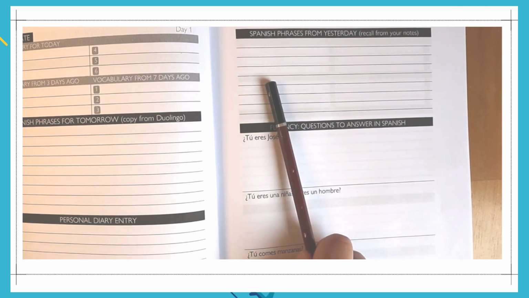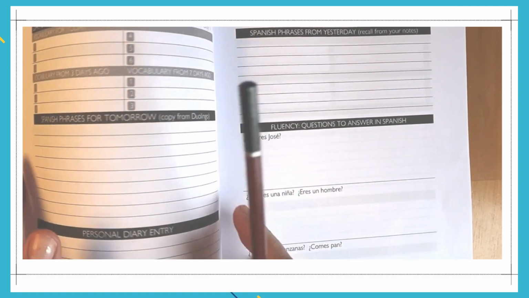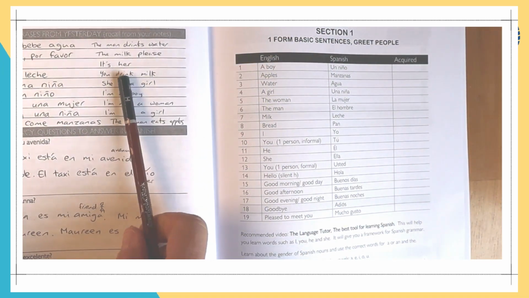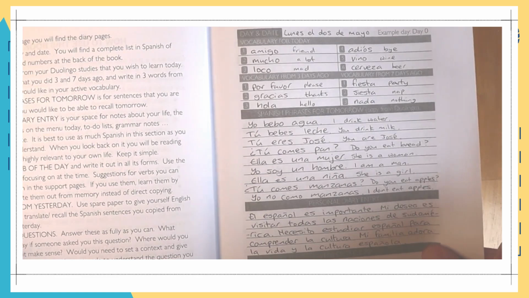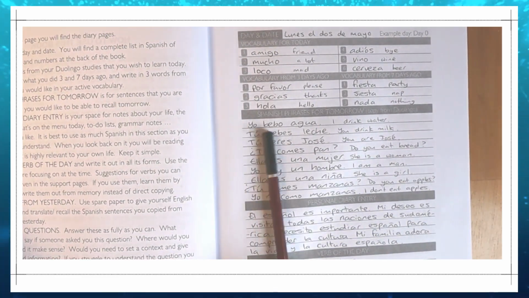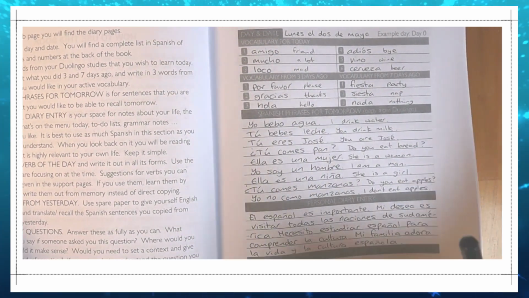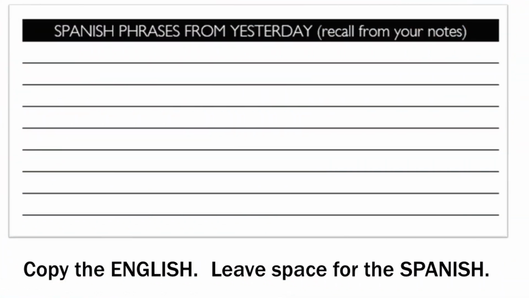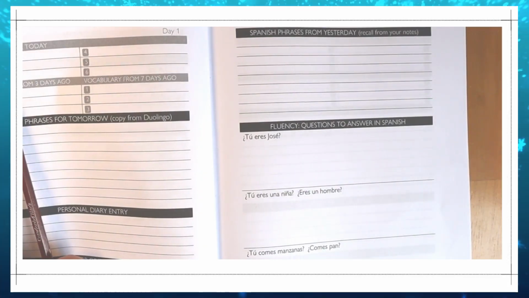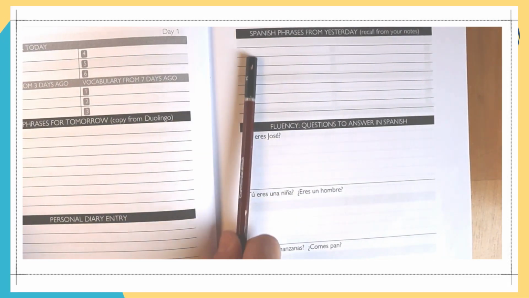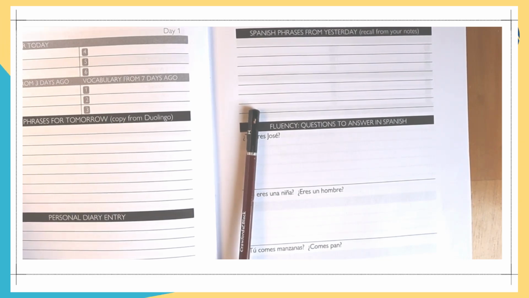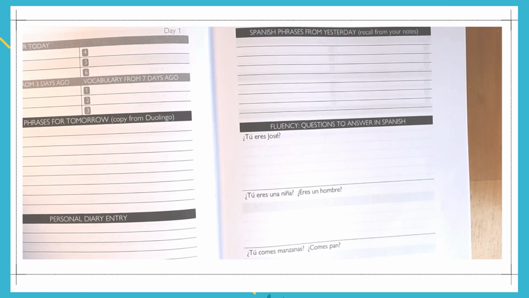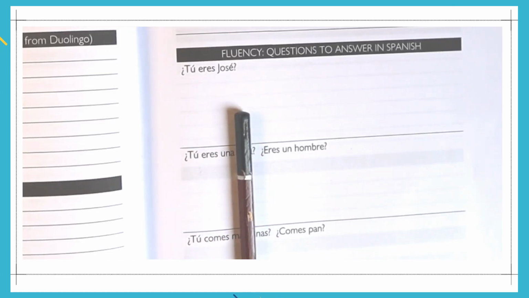The Spanish phrases from yesterday. This is where you go back to the day before. And so the day before we had this example. Yo bebo agua, I drink water. I only want you to write the English in here. So just as you wrote the vocabulary was just English here. And you're going to write it in English and hold the Spanish in your head. Okay? Next, the fluency questions.